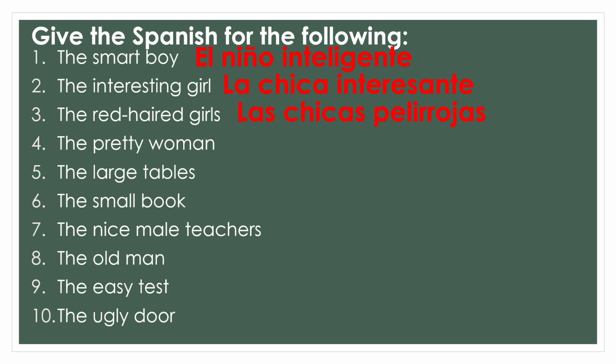Okay? The pretty woman. That should be la mujer bonita. Remember, mujer means woman. It is definitely feminine. So your adjective must also be feminine. And of course, it's coming after the noun that it's modifying because there's no verb in between. All right? The large tables. You could also change that to the big tables. Same thing. Las mesas grandes. Big needs to be plural because tables is plural. And it comes after. The small book. El libro pequeño.